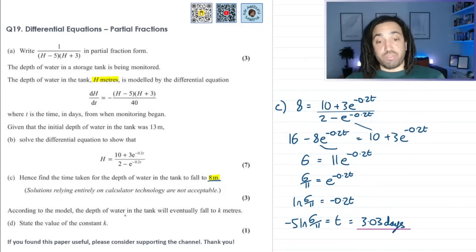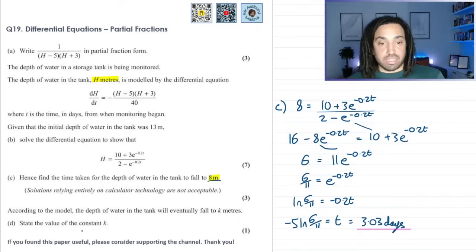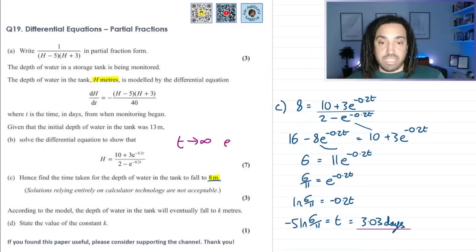According to the model, the depth of the water in the tank will eventually fall to K meters. State the value of K. Okay. Well, when t tends to a huge number, we know that e to the minus of a huge number will tend to 0. So essentially these will just cancel out. So it looks to me like h will tend to 5, 10 over 2.